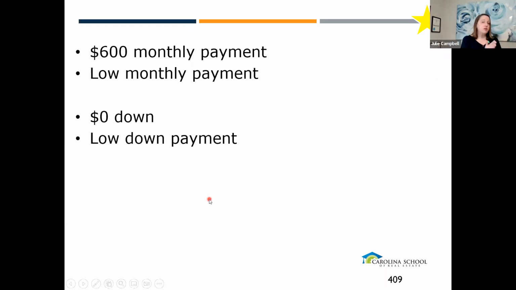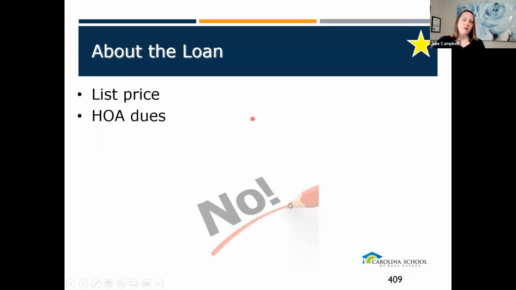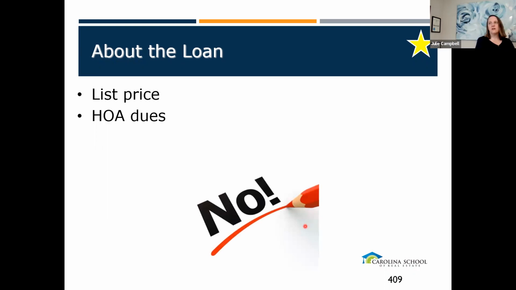As long as you're not hitting a specific number. So again, make sure it is about the loan. The list price, HOA dues, taxes, what else are not about the loan.